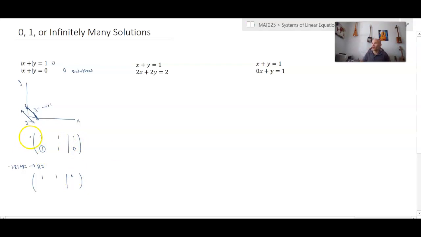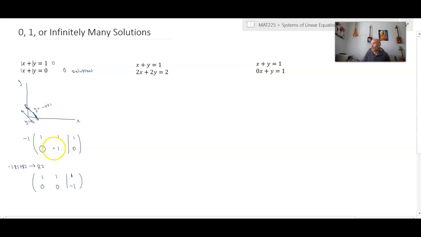So if I take negative 1 times these values here in the first row, negative 1 times 1 is negative 1, plus 1 is 0. Negative 1 times 1 is negative 1, plus 1 is 0. Negative 1 times positive 1 is negative 1, plus 0 is negative 1. Now at this point you might see a problem.